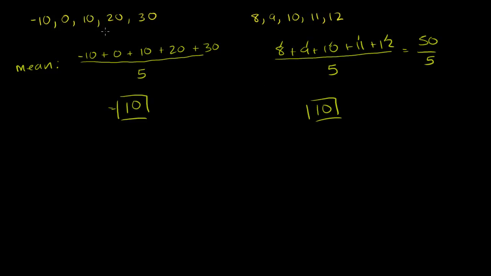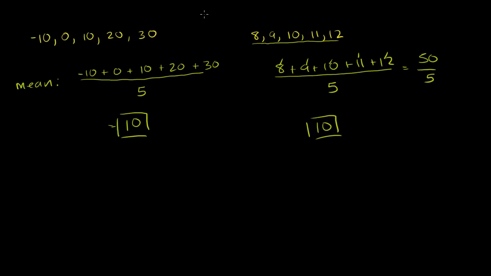But clearly, these sets of numbers are different. If you just looked at this number, you'd say, oh, maybe these sets are very similar to each other. But when you look at these two data sets, one thing might pop out at you. All of these numbers are very close to 10. The furthest number here is 2 away from 10. 12 is only 2 away from 10. Here, these numbers are further away from 10. Even the closer ones are still 10 away, and then these guys are 20 away from 10. So this data set right here is more disperse. These guys are further away from our mean than these guys are from this mean.